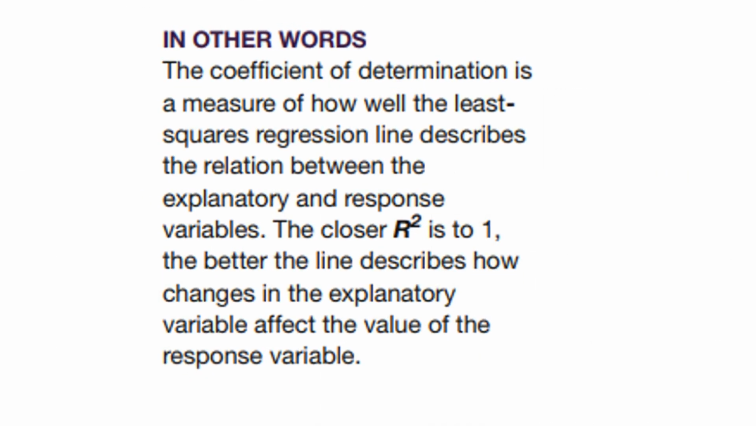In other words, the coefficient of determination is a measure of how well the least squares regression line describes the relation between the explanatory and response variable. The closer R squared is to 1, the better the line describes how changes in the explanatory variable affect the value of the response variable. It also gives you insight into perhaps what lurking variables you might have or other variables you have to investigate.